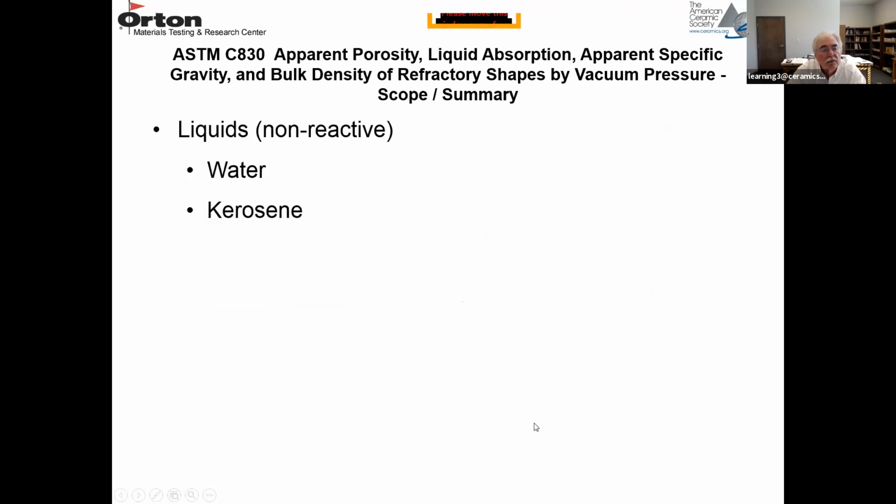The liquids that you use in this test can be water or kerosene. Water, in some cases, can react with the refractory. It reacts with a refractory that has lime in it, hydrates the lime. So in that case, you would use kerosene instead of water, so you won't hydrate the refractory material.